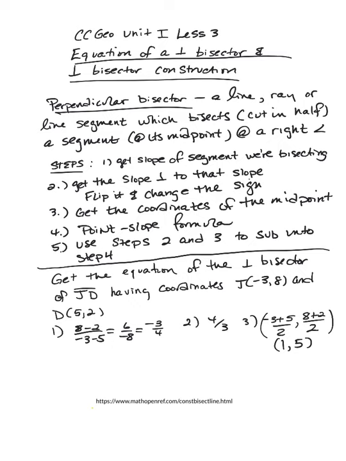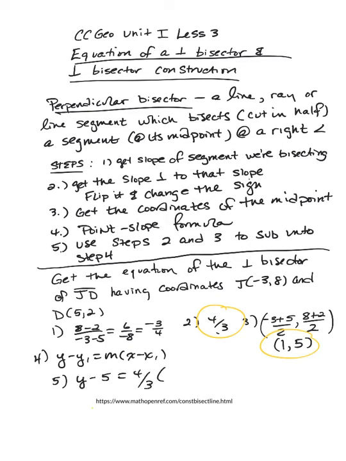Okay, so now you're going to take the information from 2 and 3. You're going to write your point slope formula for step 4. And then in step 5, you're going to take this information and substitute it in. So for step 5, you get y minus 5 is m, 4/3, times x minus 1.